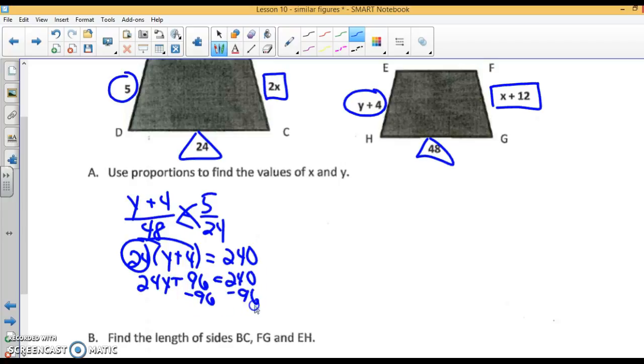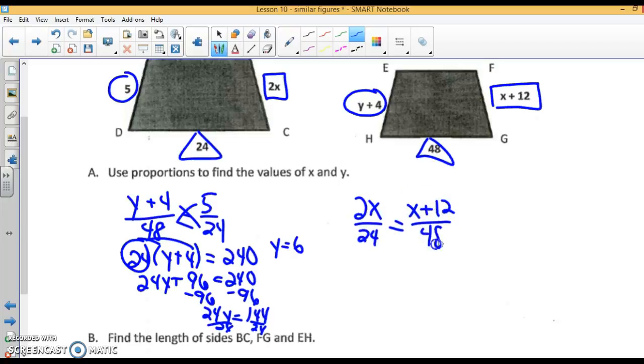So I'm going to have 24y plus 96 equals 240. Subtract 96 from both sides. 24y equals 144. Divide both sides by 24, and you end up with y is 6. So y is 6. All right, let's set up a proportion to find x. So I'm going to do 2x over 24 equals x plus 12 over 48. Cross multiply. 2x times 48 is 96x. And 24 times the quantity x plus 12.